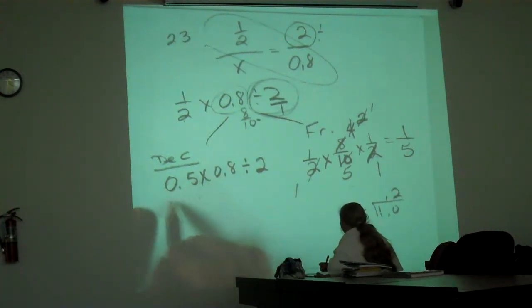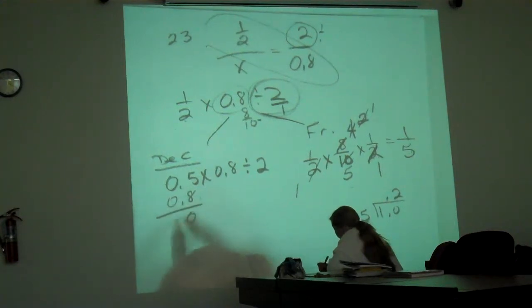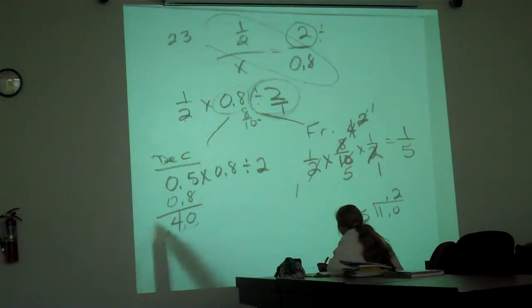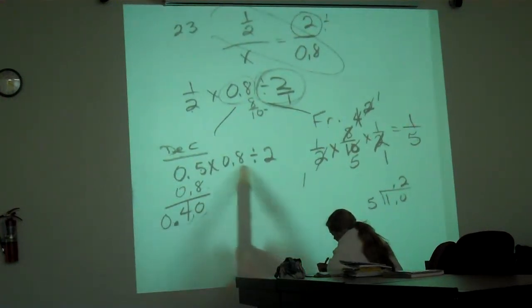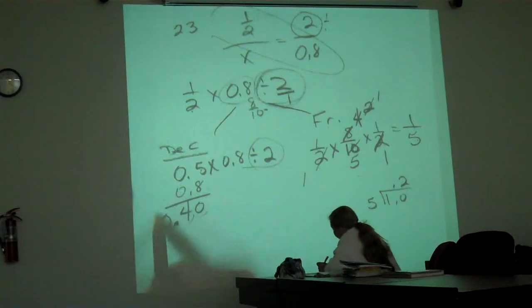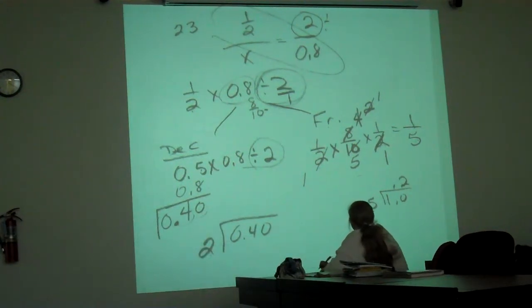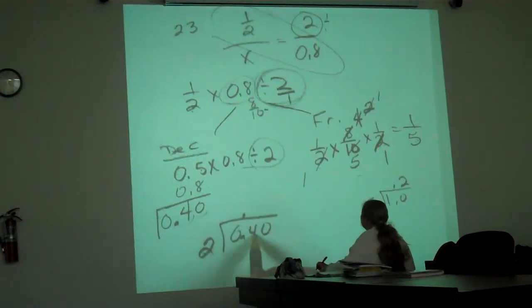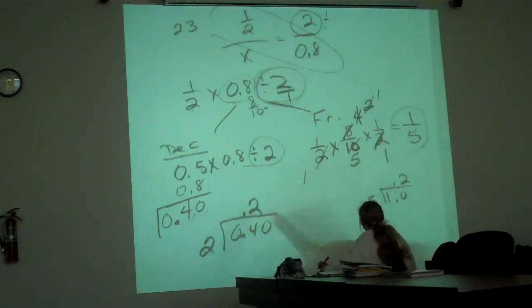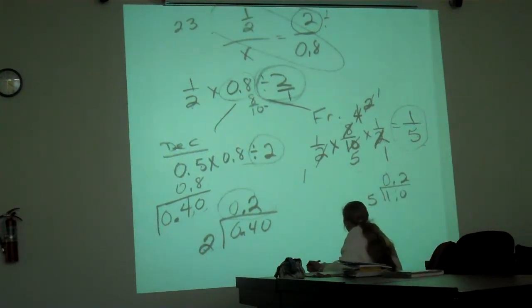0.5 times 0.8. 8 times 5 is 40. You have two decimal places here, 1, 2. 0.40. We're dividing that by 2. That's a whole number on the outside, so no moving of the decimal. 2 into 4. Good, we got 0.2. So it would be either 1/5 or 0.2. Now put that 0 in front. Don't forget that.